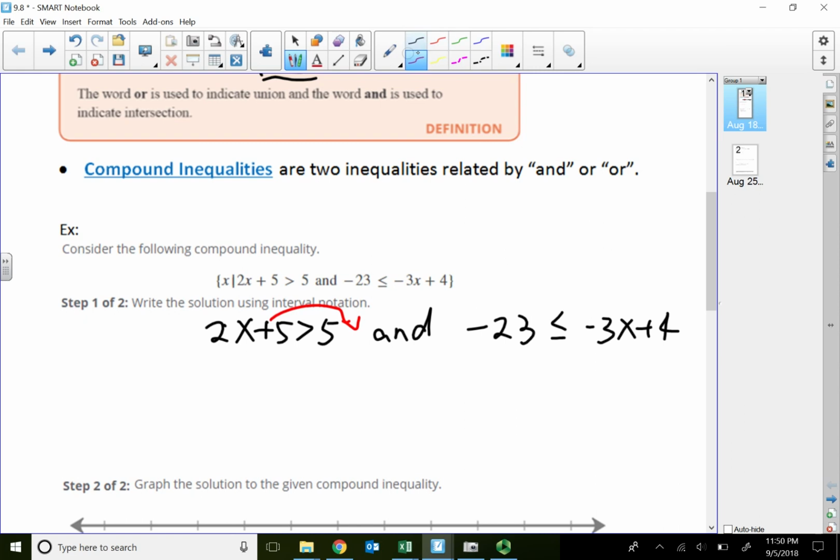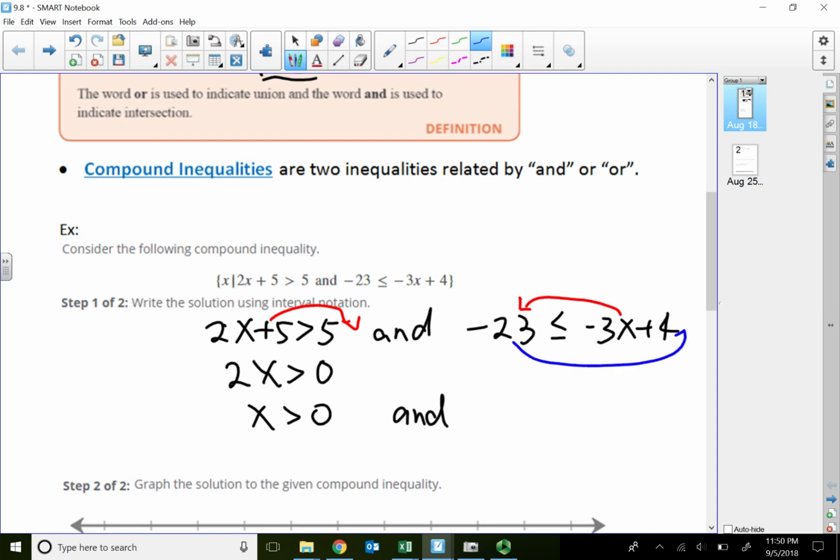Let me move the 5 over. That's 2x greater than 0, because positive 5 moved over becomes negative. Divide both sides by 2: x is greater than 0. For the other one, this variable term is negative, so I'm going to move it over here, and move the negative 23 back. That's 3x. The inequality does not change when I move terms. The right side, 4, is still 4. Negative 23 comes over and becomes positive, that's positive 27 once I add them. Divide both sides by 3: x is less than or equal to 9.